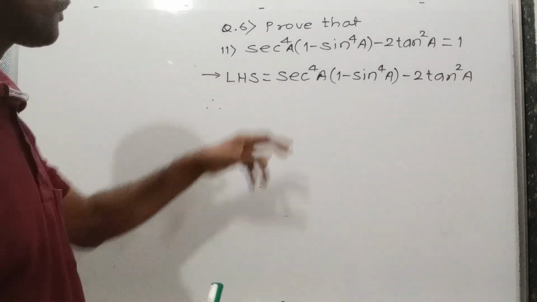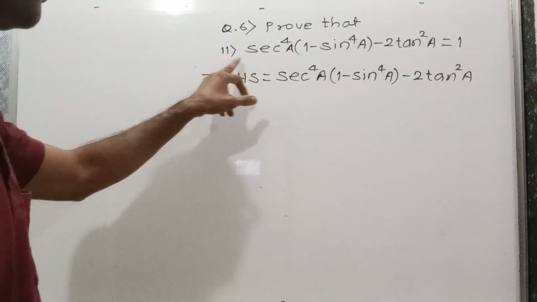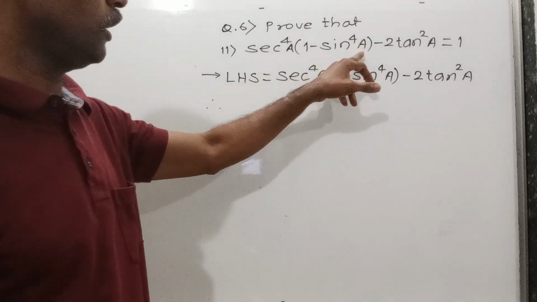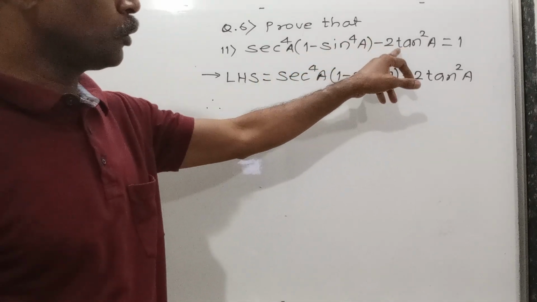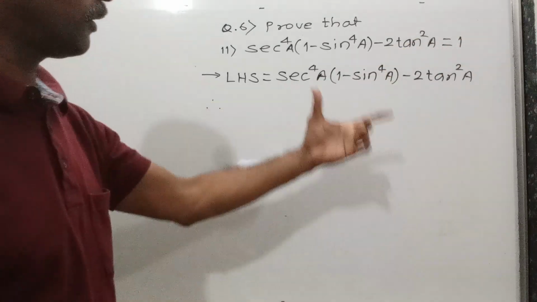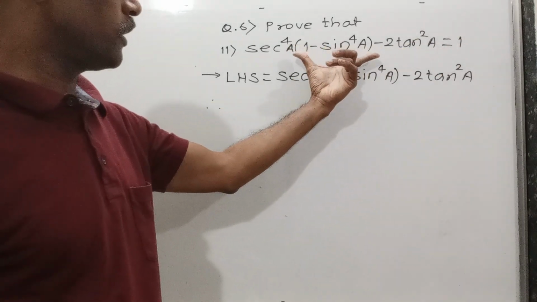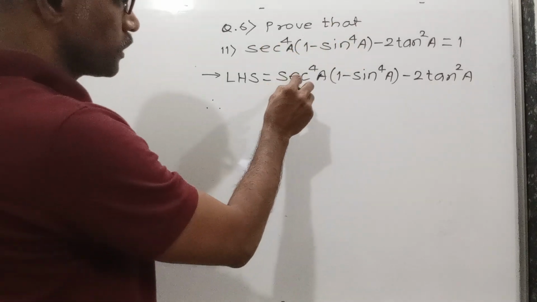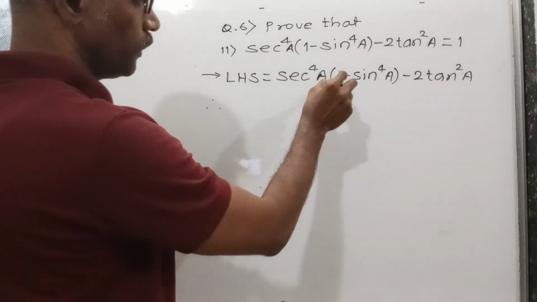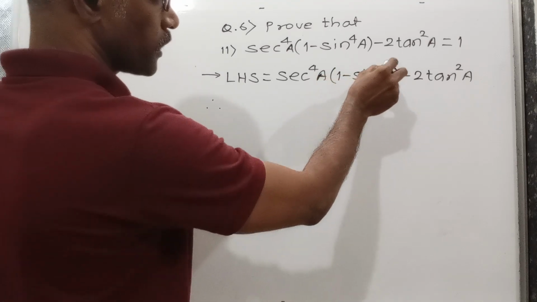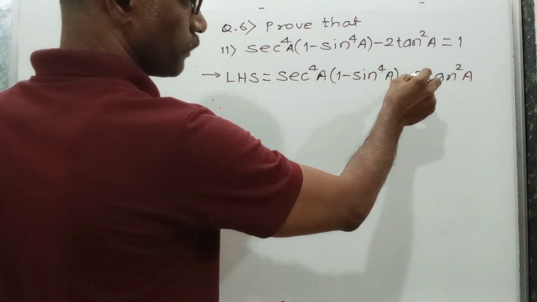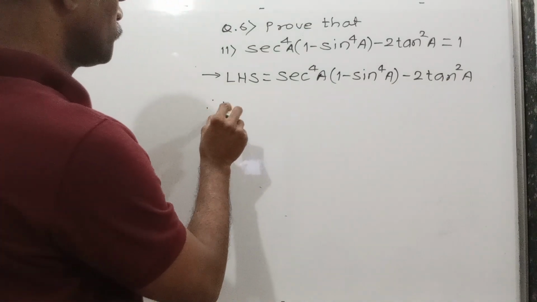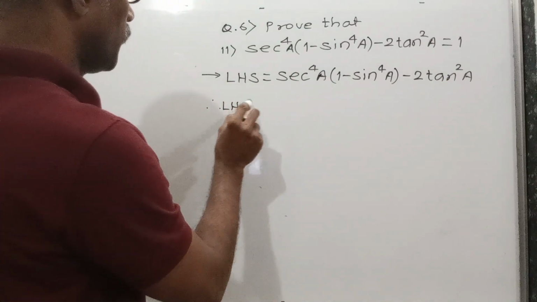Question number 6, prove that. Example number 11. sec^4 a (1 − sin^4 a) − 2 tan² a is equal to 1. Now we take the LHS first. LHS is equal to sec^4 a (1 − sin^4 a) − 2 tan² a.